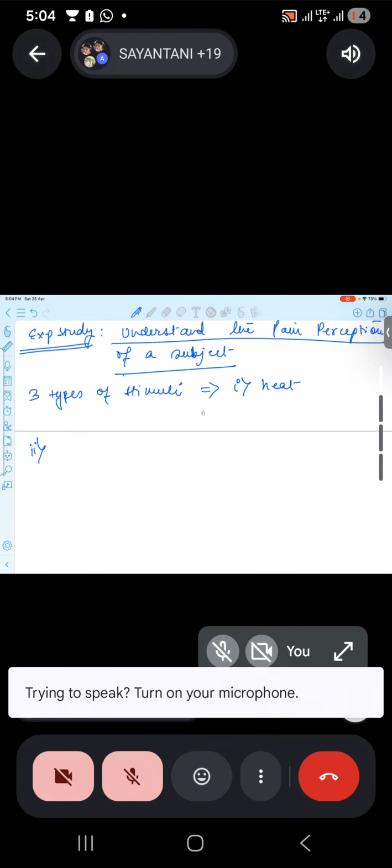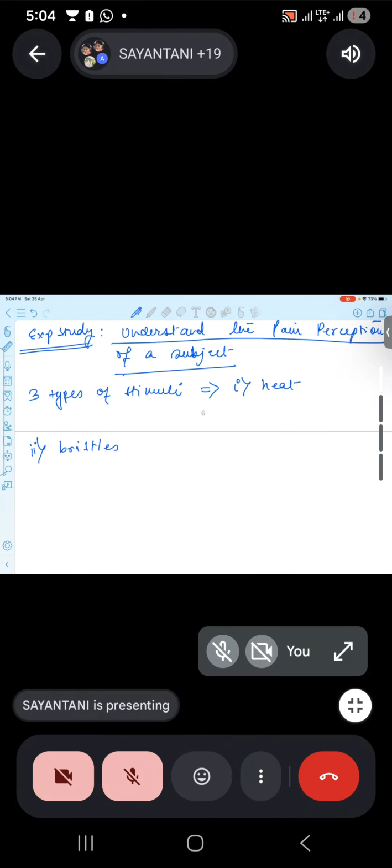The second category of stimuli was bristles. So do not worry, we did not use any kind of needles for this experiment. Instead, we just used different types of combs, and the combs were simply pressed on the palm of the subject. Okay. There are a lot of combs with very sharp bristles, and a lot of combs with very blunt bristles. So accordingly, we changed the different categories of bristles to understand the subjective sensitivity towards pain. Okay.